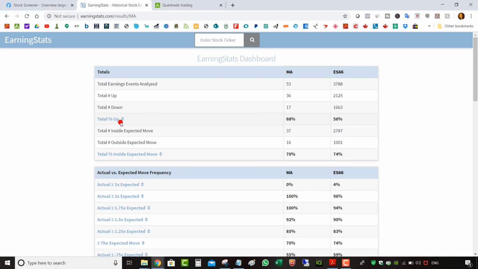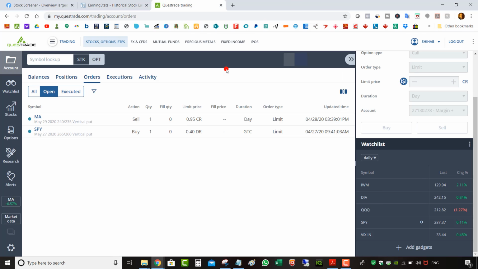And MasterCard, since we saw that 68% of the time after earnings, it goes up. So there's an inclination that it goes up after earnings. Most of the time it goes up after earnings. So that's another reason why I sell the put side for earnings trade.